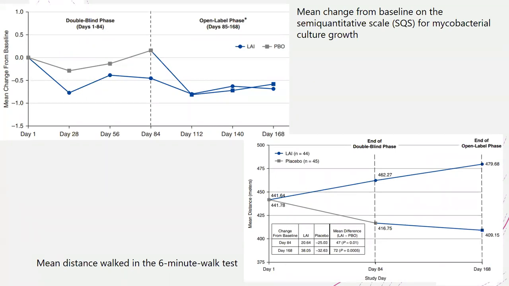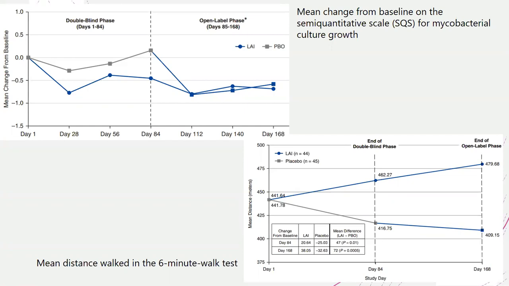And then when they entered the open label phase, what that means is both arms then start to receive the liposomal inhaled amikacin. The growth actually fell in the control arm and matched that of the arm that was receiving liposomal amikacin from the beginning. So that's very interesting. It shows you the effectiveness of adding that liposomal amikacin.